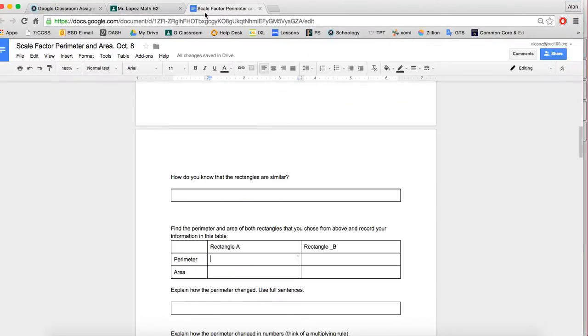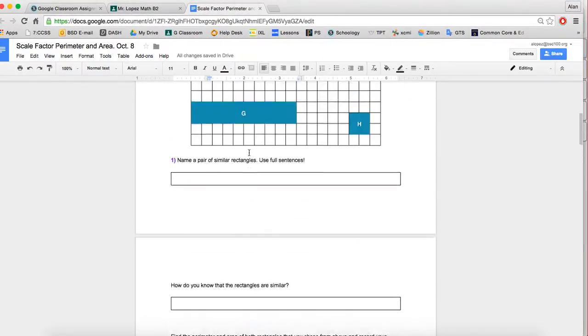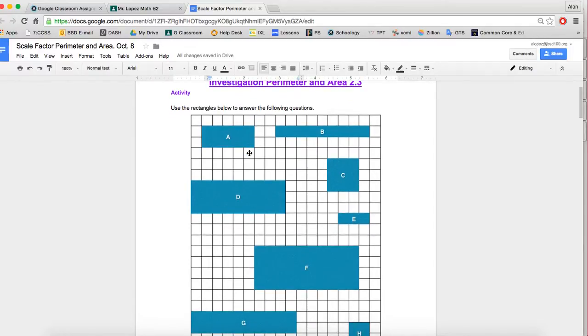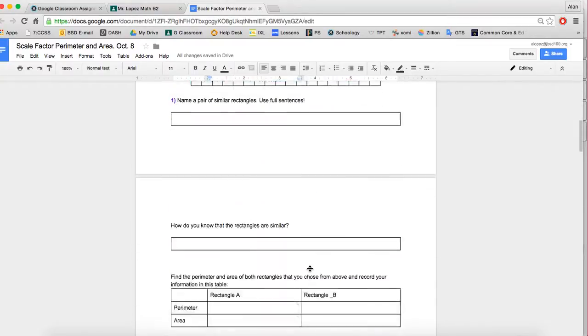Now in the worksheet, or the Google Doc I should say, when you're completing it, you're going to need to find 3 pairs of similar figures. So in total you'll have 6 rectangles. Now this doesn't mean that they all have to be similar to one another. For example, A and D can probably be similar to one another. I'm not saying that they are. A and D can be similar to one another, B and C can be similar to one another, and E and F can be similar to one another. So we're looking for similar pairs.